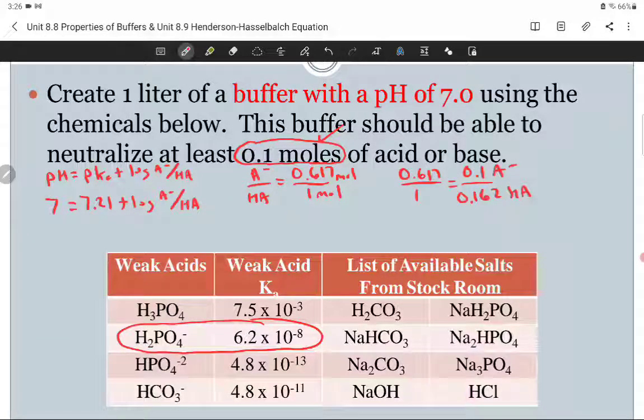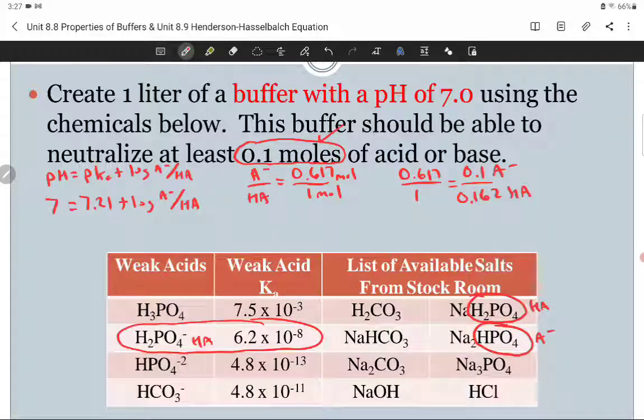So what materials would that be? So this is my weak acid. So I need something as H2PO4. There it is. So that's my weak acid, and then my conjugate base has to have 1 less H than that. And there it is.